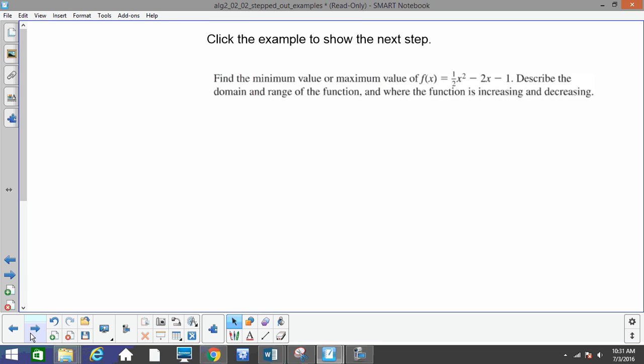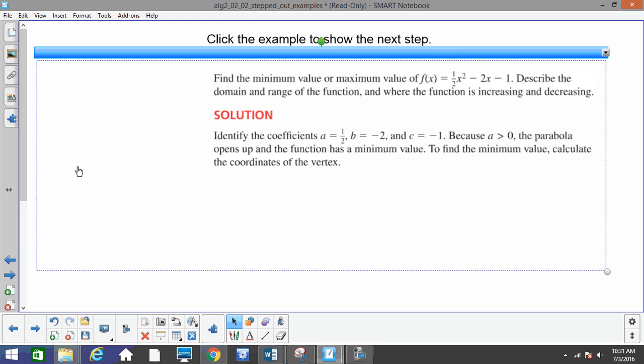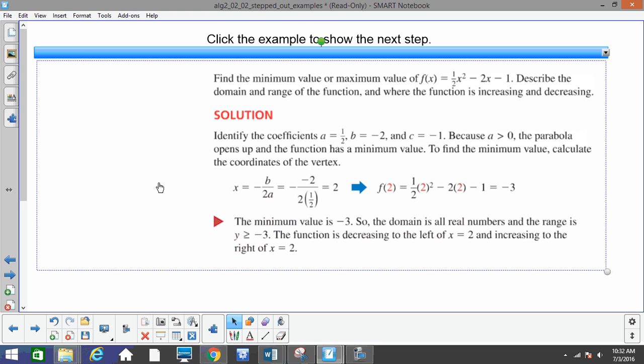So we want to find the minimum or maximum, and describe the domain and range and where the graph is increasing and decreasing. So A is 1/2, B is -2, C is -1. Figure out what your axis of symmetry is. Plug that in to your original equation. That'll give you your y-coordinate.